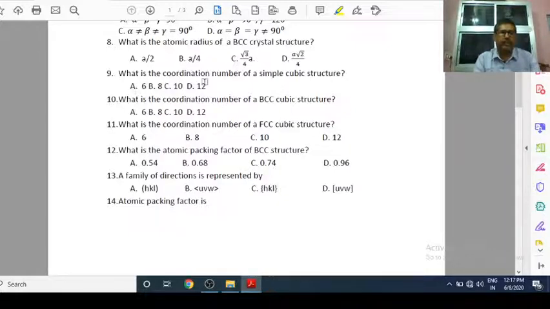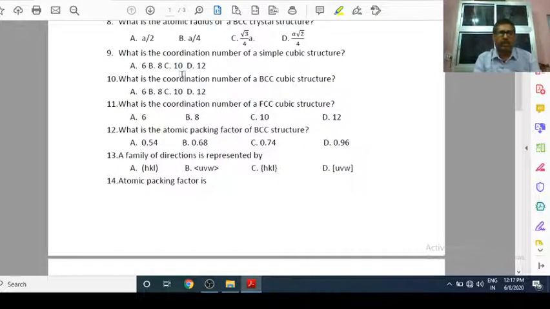9. What is the coordination number of a simple cubic structure? 6, 8, 10, 12. The answer is only 1. What is the coordination number of BCC structure? Next, what is the coordination number of FCC structure? Question number 12. What is the atomic packing factor of BCC structure? Again, there are four options. Think which will be the correct answer.